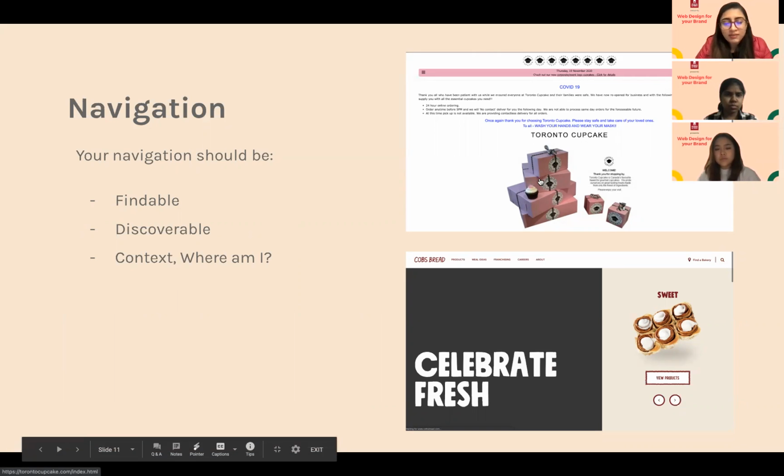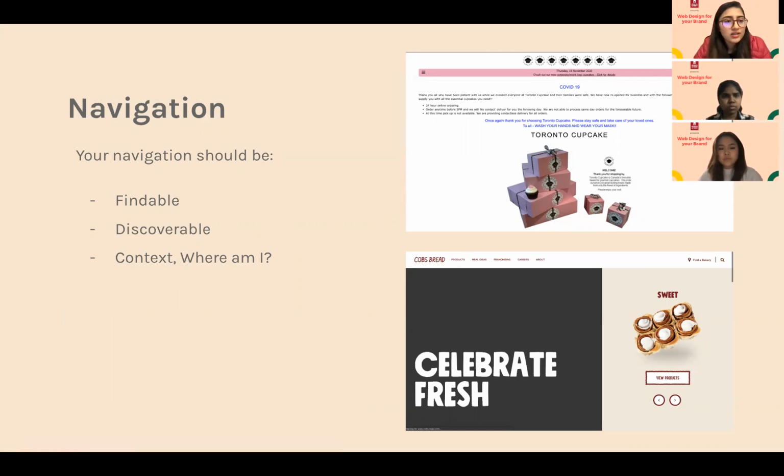So what we mean by that is when your users come on your website, the content that they are expecting to find should be easily findable. And if you see the first example here at the top, this is a website for cupcakes, but the users are not sure looking at first glance where they can find those cupcakes. So the content here is not very findable.